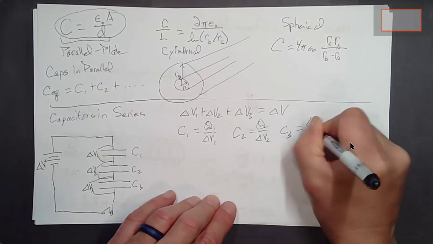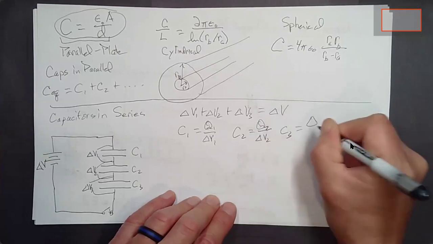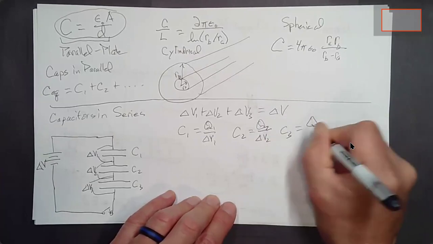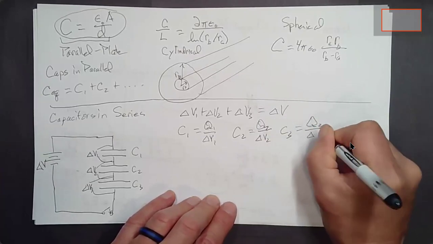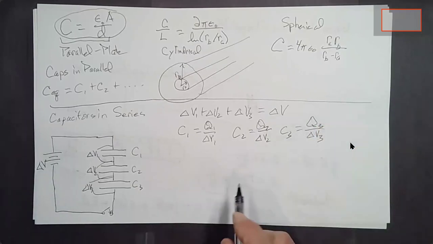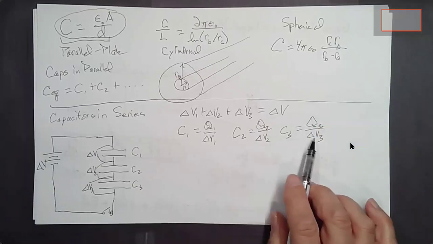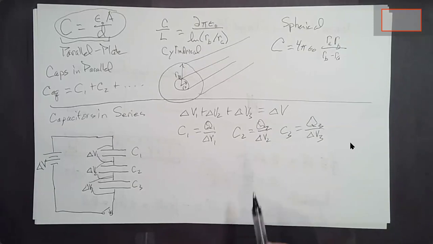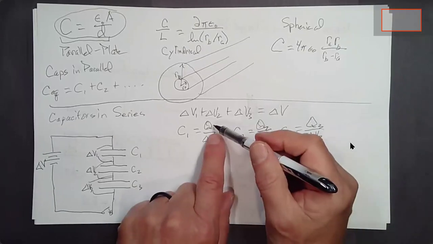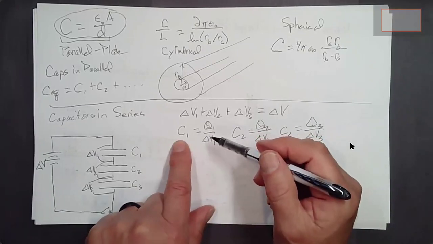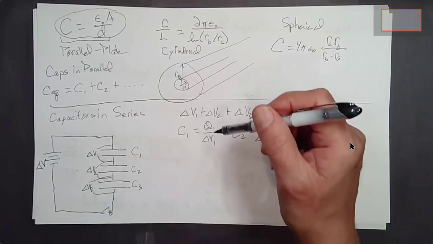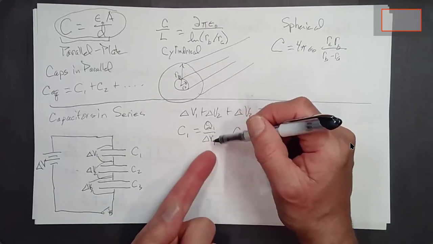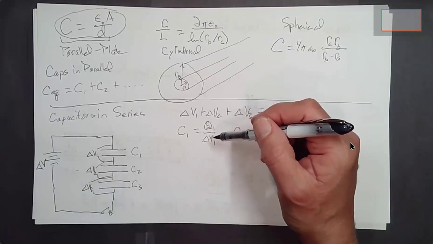C3 is equal to, whoops, that's supposed to be Q2, Q3 over delta V3. So those are things that I can say. And it doesn't matter how much charge you put on a particular capacitor, the capacitance is such that that ratio of charge over delta V will stay constant.